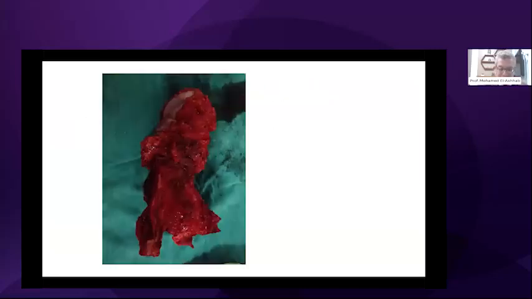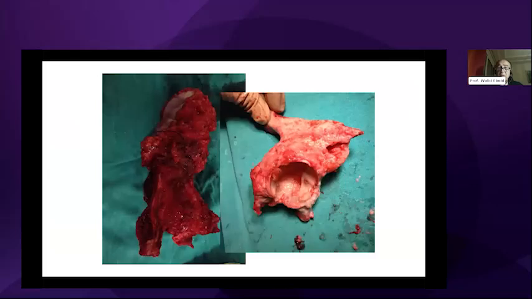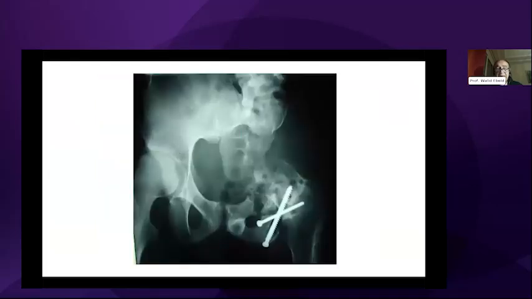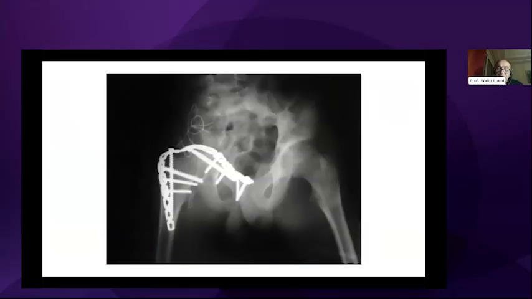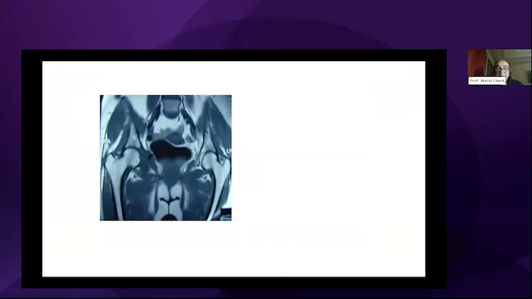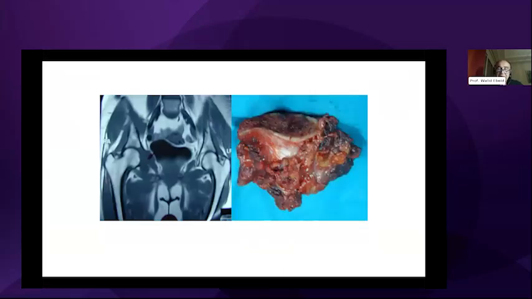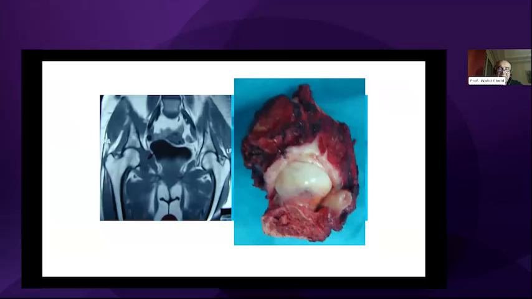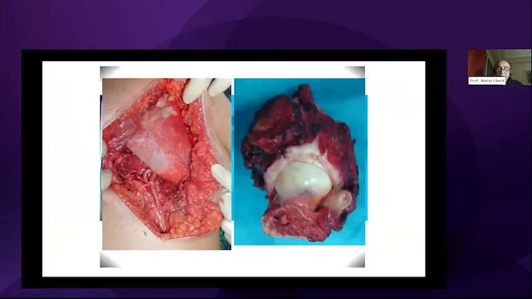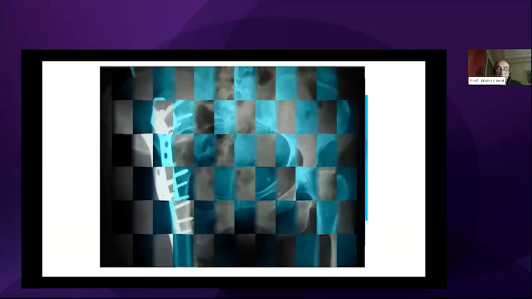Okay. So we can do recycling and combinations, or we can do fusion of the remaining bones. When we have a periacetabular resection like this, we can do periacetabular resection followed by iliofemoral fusion. And these give good results.